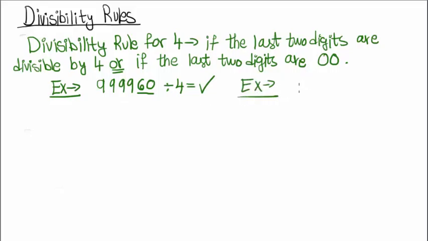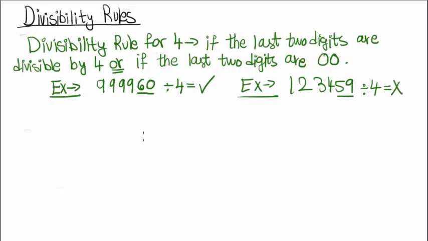On the other hand, let's say you have something such as 123459. In this case, this number is not divisible by the number 4 because the last two digits of this number are 5 and 9, which is 59. And since 59 is not divisible by the number 4, this whole number is not divisible by 4.